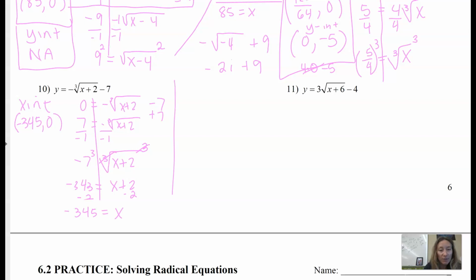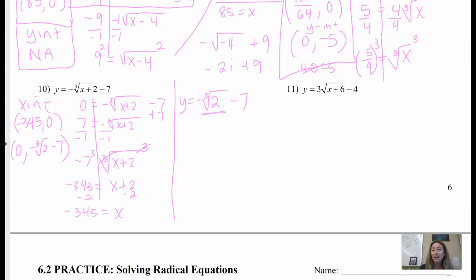When I go to find the y-intercept, I'm going to leave this answer as exact. So I've got y is equal to negative cube root of 0 plus 2, which is 2, minus 7. There's not going to be a beautiful, simple answer for that because this expression is irrational, meaning the decimal will go on forever. So I'm just going to leave it exactly like that. So I'm going to say 0, negative cube root of 2 minus 7. Good enough for me.